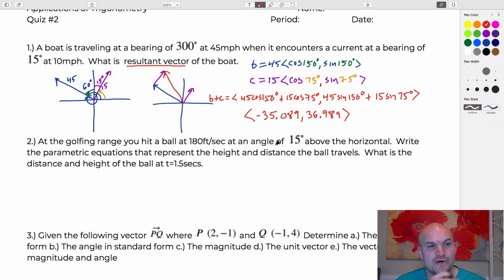All right, so the next one is at a golfing range, you hit a ball 180 feet per second at an angle of 15 degrees above the horizontal.